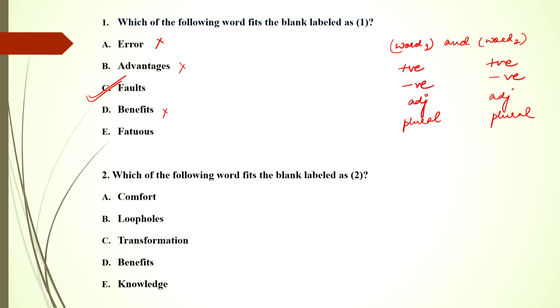Now option E is fatuous. It means silly and pointless, stupid, or you can say foolish. So clearly it does not fit. It is irrelevant with respect to the context of the passage. Hence option C is our answer. Fine. Now next question is, which of the following word fits the blank labeled as 2?